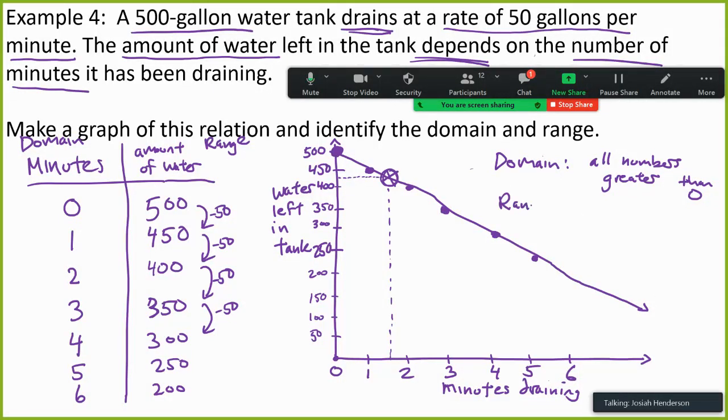And then our range, remember, this is the set of numbers that are in the dependent variable. So notice that for range this time, it starts off at 500. And then it just goes down, down, down, down, down, down, down. So for our range, it's all numbers less than or equal to 500.